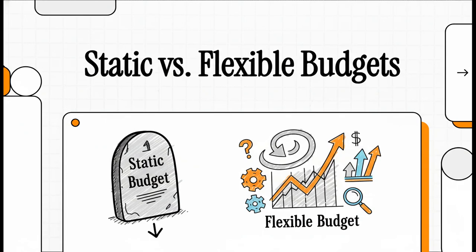Welcome to The Explainer. Today, we're going to dig into something called budget variances to uncover the real story that's often hidden inside the numbers. You ever see a company miss its targets and you just wonder, what actually went wrong? Well, we're about to find out.